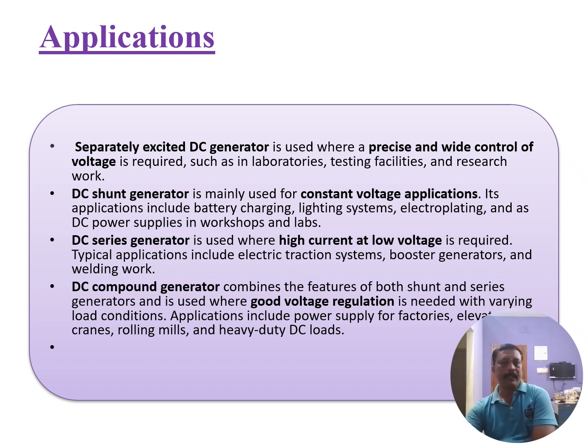DC series generator is used where high current and low voltage are required. The typical applications include electric traction systems, booster generators, and welding work. DC compound generator combines the features of both shunt and series generators and is used where good voltage regulation is needed under varying load conditions. Applications include power supply in factories, elevators, cranes, rolling mills, and heavy duty DC loads.